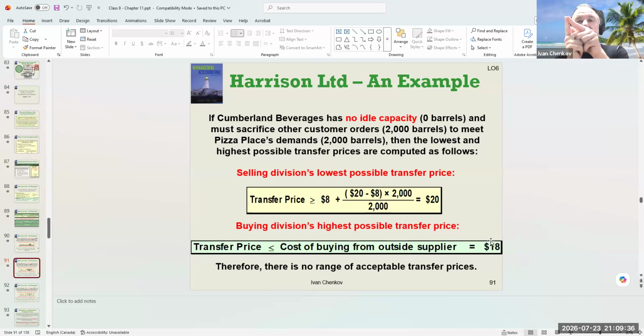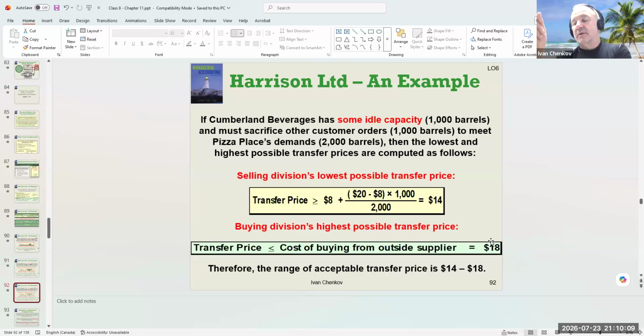The buying division, however, is still willing to pay at most the market price they pay to get the ginger beer from outside, or $18. As you can see, since the minimum price of the selling division is 20 and the maximum price the buying division will pay is 18, the transfer price is never going to happen. And in that case, it would not be in the best interest of the company to make any internal transfer anyway.